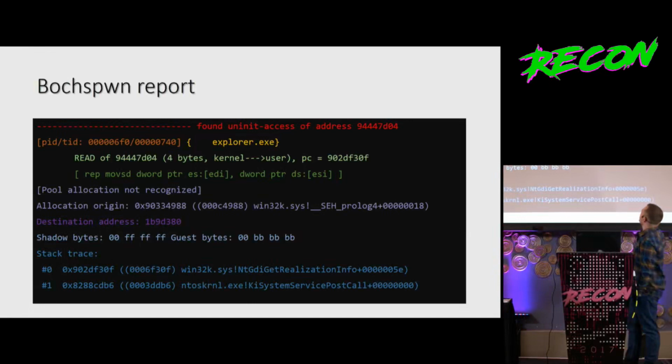So you have the address that was referenced, the name of the process, the instruction, which is obviously here repmov_sd. This is a leak from the stack, so the pool allocation is not recognized, and you can see that the last 3 shadow bytes of the 4 bytes are set to FF, which means this is a tainted region. This is confirmed by the fact that the guest bytes, the last 3 ones, are actually set to BB, which are the padding bytes. And then we have a very nice stack trace, which shows us where the bug actually happened.